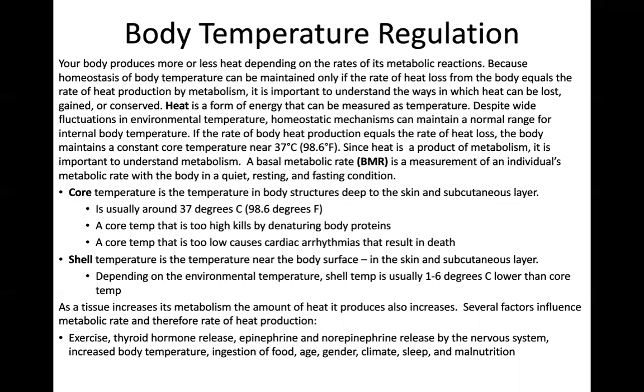Core temperature is the temperature of their body structure deep to the skin and subcutaneous layer. So it's in their core, hence the name. That's usually what we see around 37 degrees Celsius and 98.6 degrees Fahrenheit. If that temperature is too high, it kills our body by causing the proteins in our body to denature. Remember, they are like a slinky, they can lose shape, which causes them to lose function. Core temperature too low causes cardiac arrhythmias. In other words, the heart loses kind of normal rhythm. Then that can result in the body shutting down and dying.